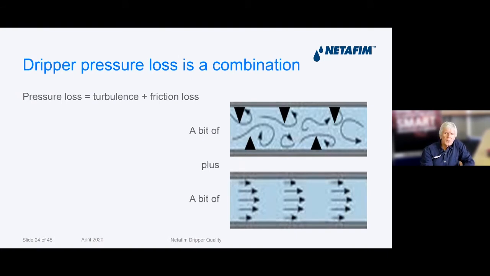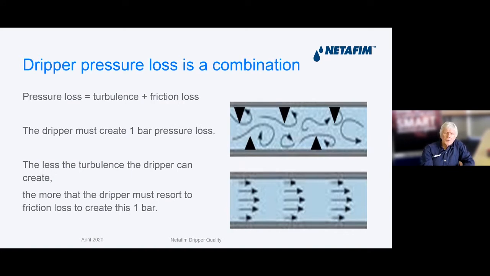So in the dripper, we've got the top diagram there, which shows turbulent flow going through a pipe with teeth in it. That's your turbulence. In the bottom pipe there, the bottom picture, there's no turbulence. That's laminar flow. So basically, the pressure loss that goes through a dripper is a bit of the turbulence, plus a bit of this.